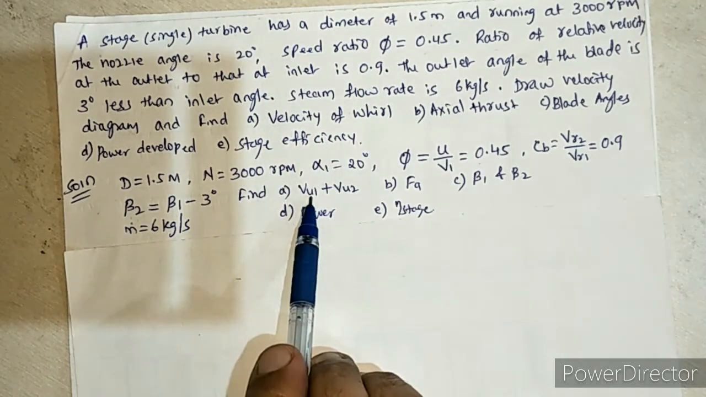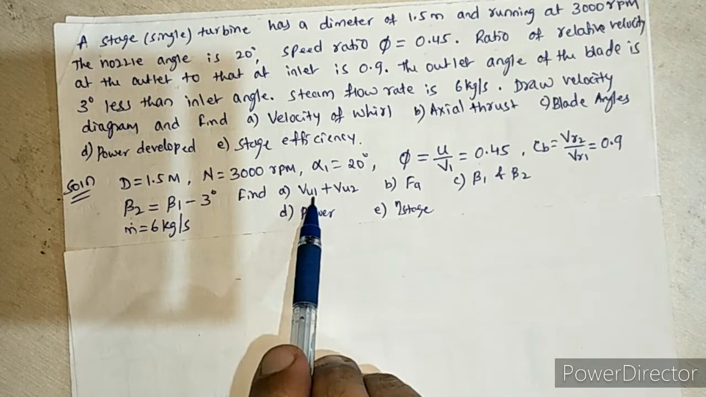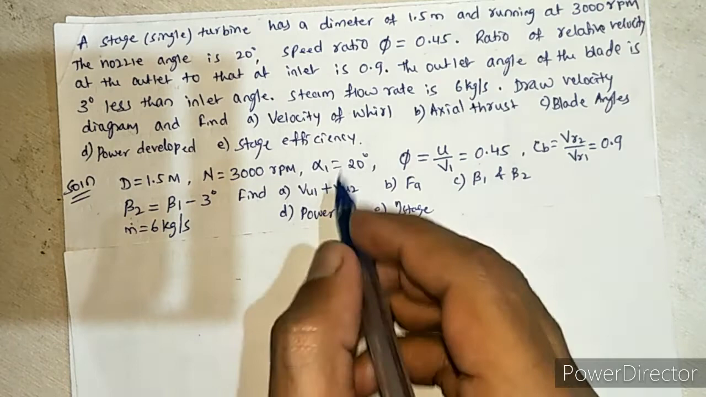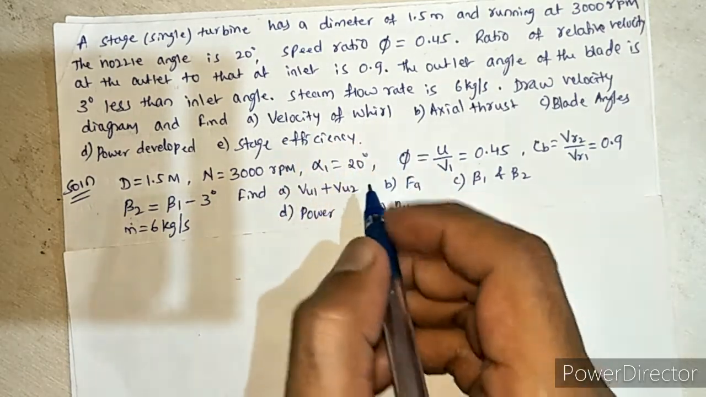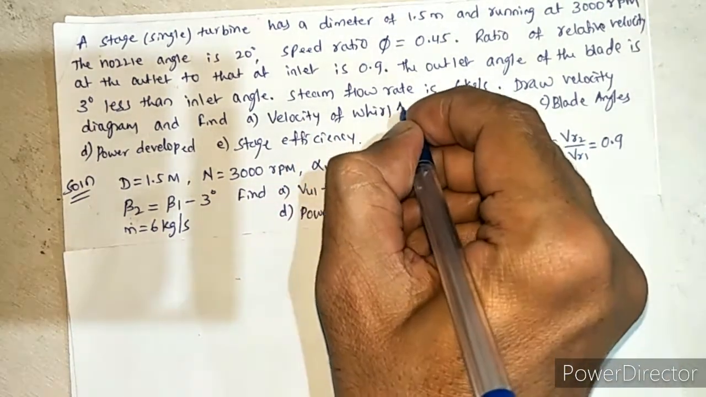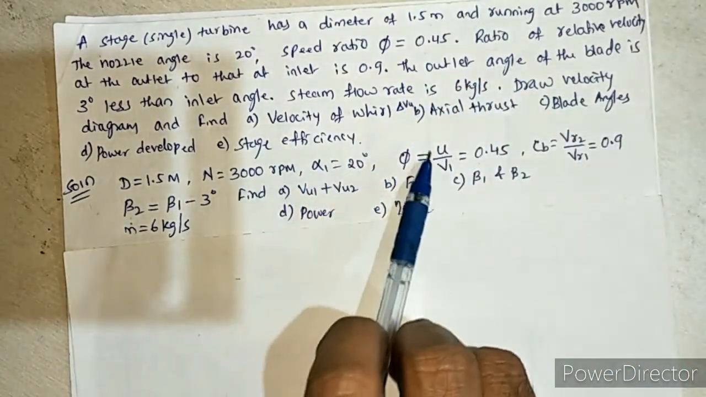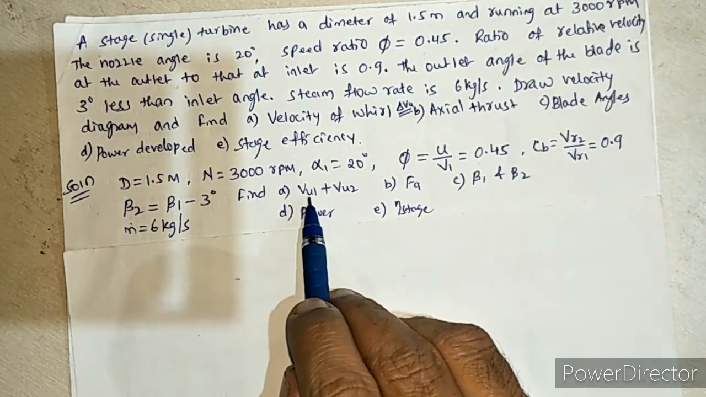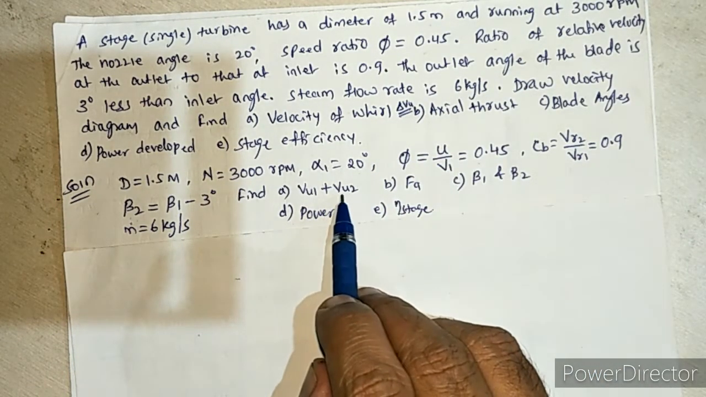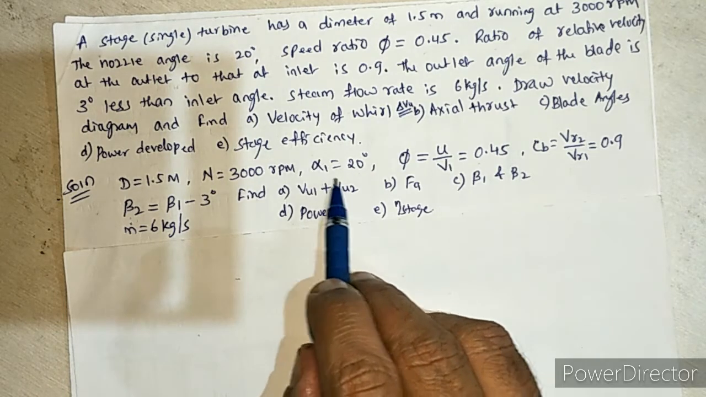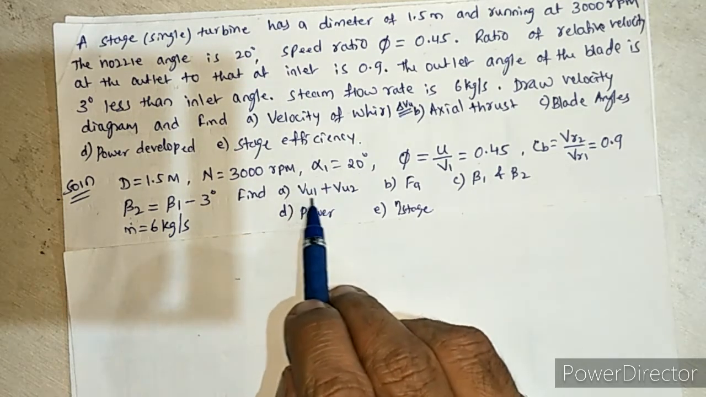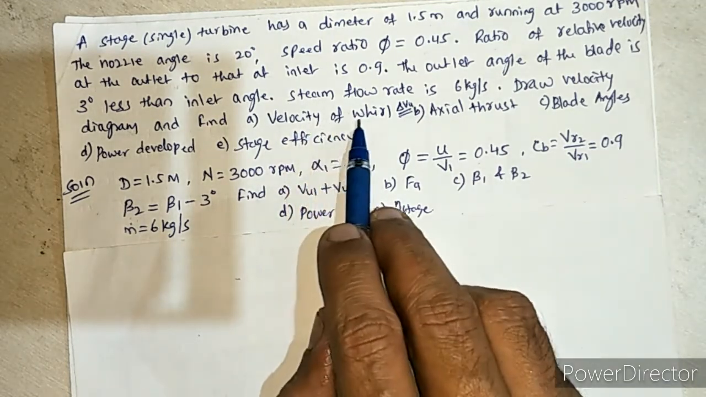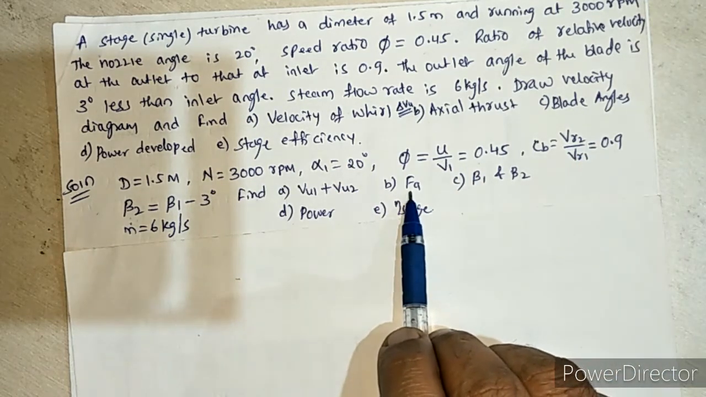The velocity of whirl is the sum of the tangential components at inlet and outlet. We also call this delta Vu. This delta Vu is the sum of the tangential component at the inlet, that is Vu1, plus the tangential component at the exit, that is Vu2. This sum we call the velocity of whirl. Later on we need to calculate FA.